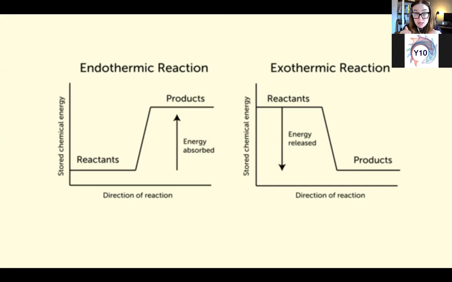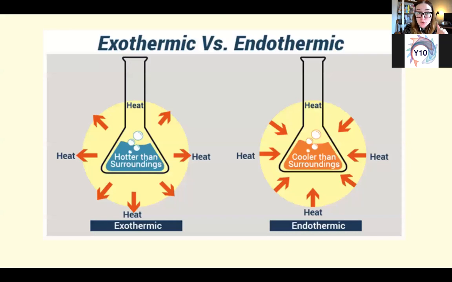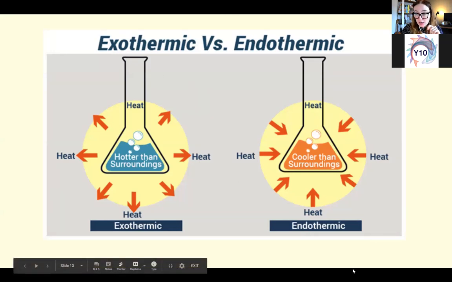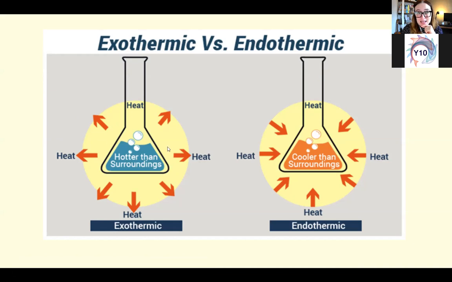So really simply, endothermic, you cool down. Exothermic, you heat up. And a really simple diagram to show you this is here. An exothermic reaction, heat is given out and it gets hotter. An endothermic reaction, heat is absorbed, heat energy is absorbed, and it gets cooler. So that's it really, really simply.